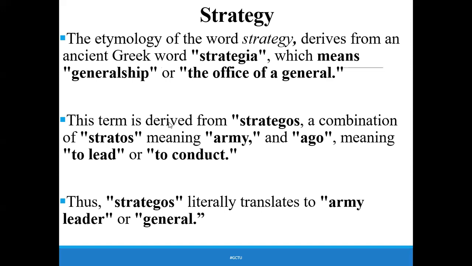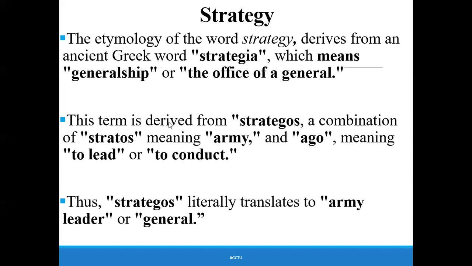If you trace the etymology of strategy, research suggests that it is a Greek word. It comes from a Greek word, strategia. And this strategia means generalship or the office of a general. So this suggests the idea behind strategia is coming from the military circles. Now, this term is derived from strategos.